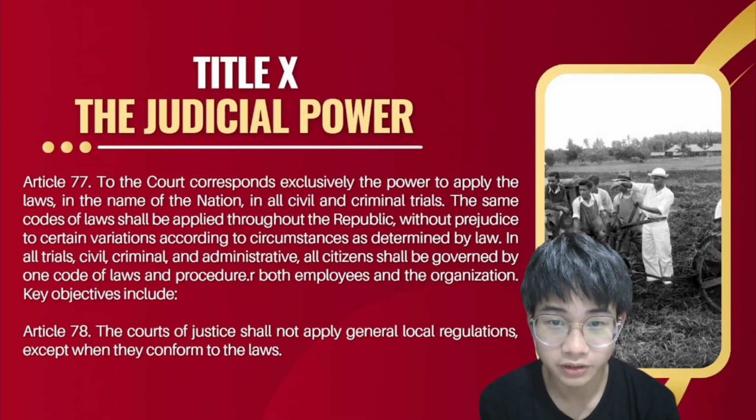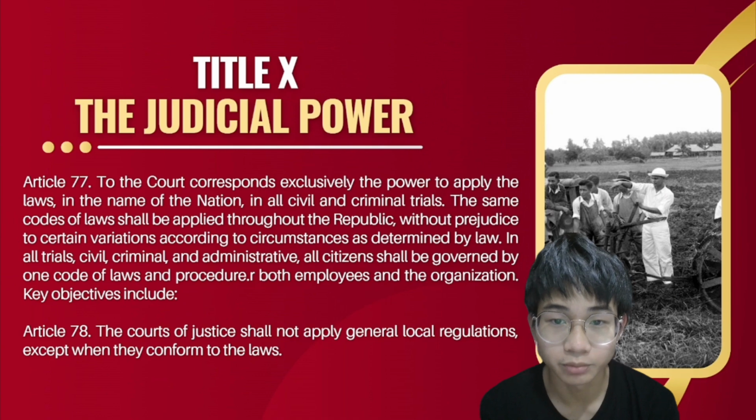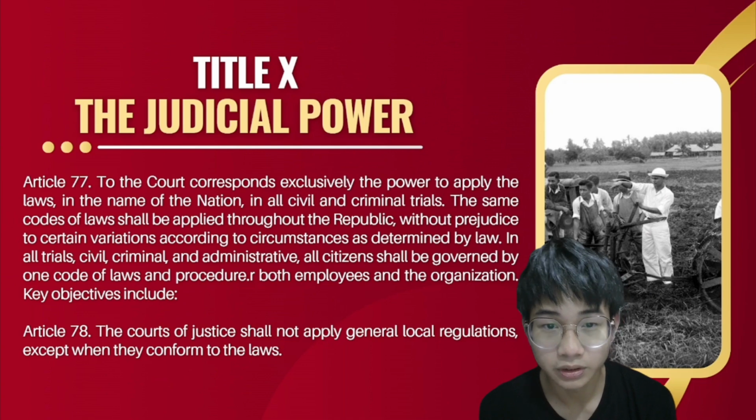Title 10. The Judicial Power. Article 77. The court has exclusive authority to apply the laws. It is for all civil and criminal trials that the codes of laws provide evidence, but the court decides the case. They are governed by one code of laws and procedure.